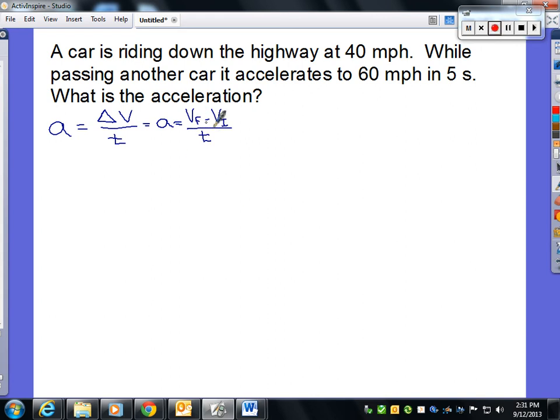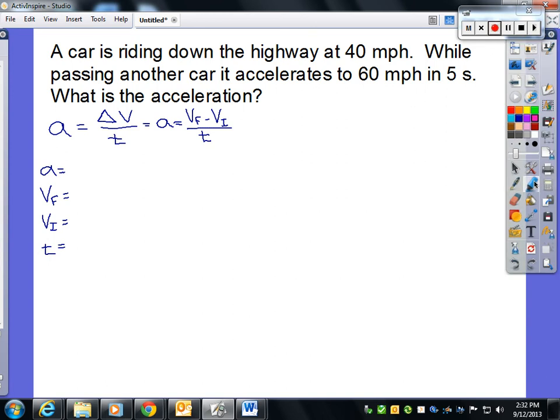We have two velocities and we have to uniquely identify them through the little subscript symbols here, the I and the F. So we have our equation. Now we write down along the side of the paper here: A equals, VF equals, VI equals, t equals. And what we now need to do, we have everything all set up, is go through and work on our dissection of the word problem, to find out the information that the word problem has actually given us.